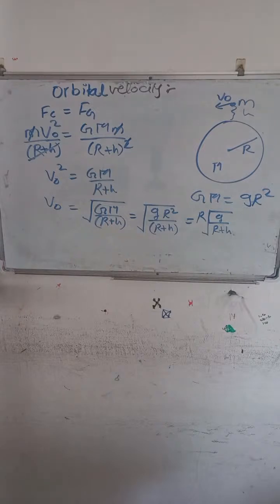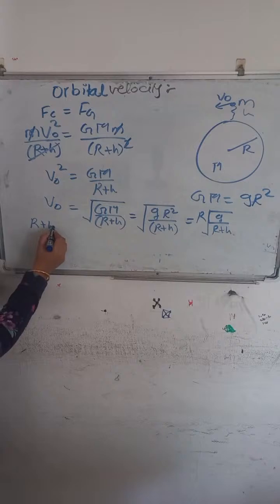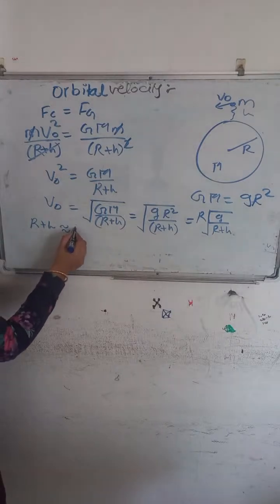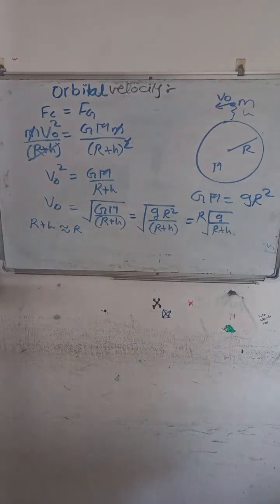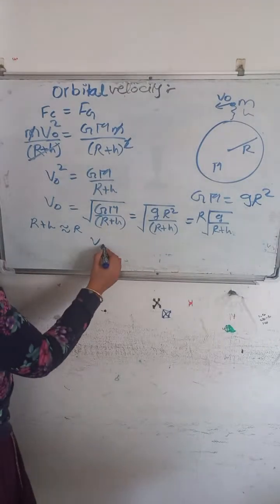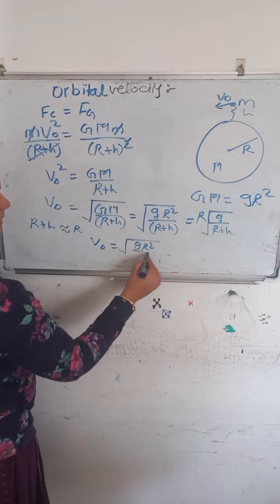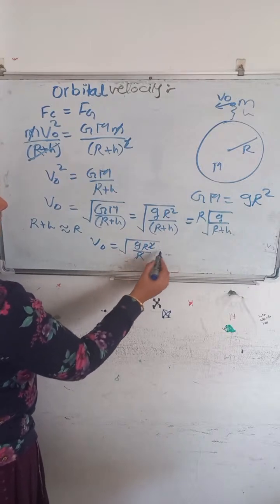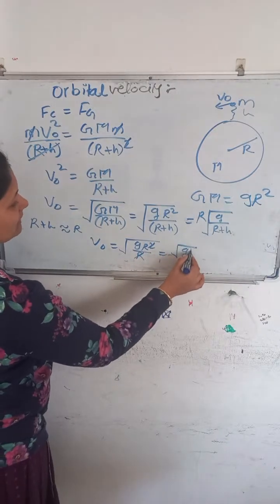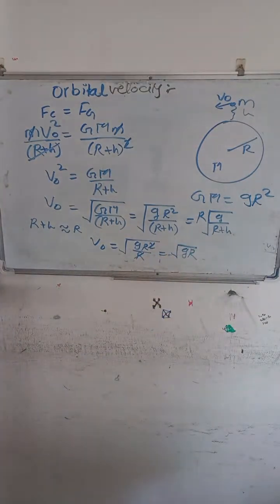And one more thing, whenever the satellite is very close to the surface of the earth, in that case we write r plus h is approximately equal to r. So in that case this v naught will become the square root of g r square upon r, since h becomes 0. One r and one r get cancelled, and we get the expression square root of g into r. This is nothing but orbital velocity. Okay, getting this?